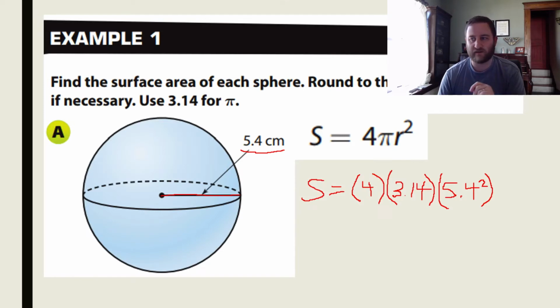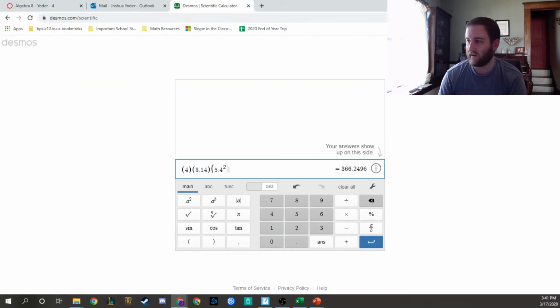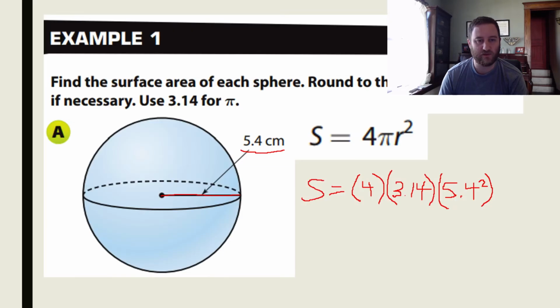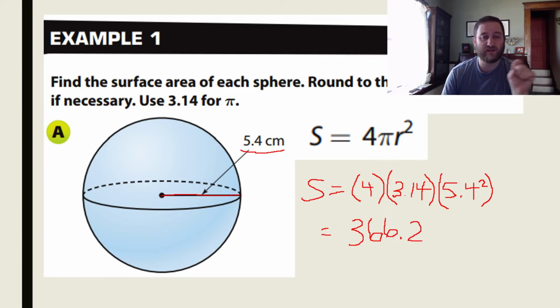So our answer is going to be 366.2, and our label for this, since we're talking about surface area, is centimeters squared. Remember, volume is units cubed. Area is always units squared. So our surface area here is 366.2 square centimeters.